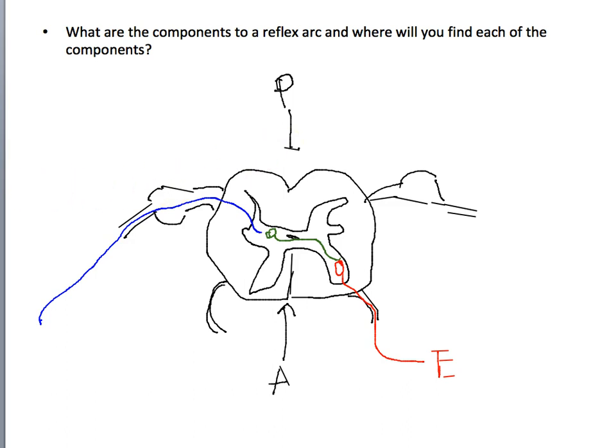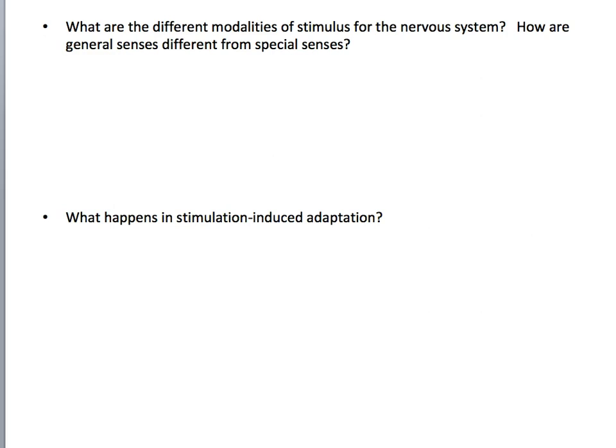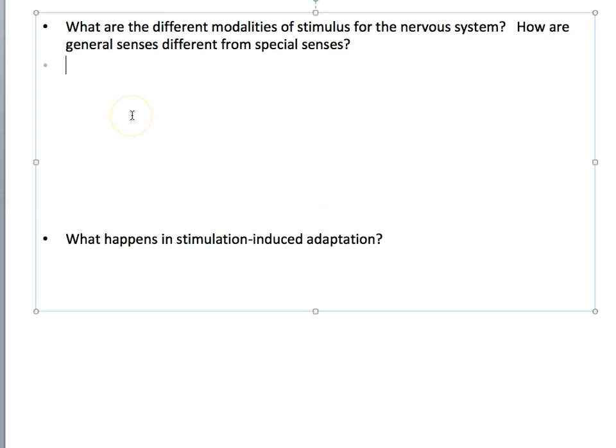Cool. Let's go over here. Now let's first of all get rid of all of that. What do we got here? Let's just answer these as if they were questions on an exam. What are the different modalities for stimulus for the nervous system? We could just simply list those for you, and maybe that's what we should probably do. Make sure you understand what pain is. What type of receptor would that use?